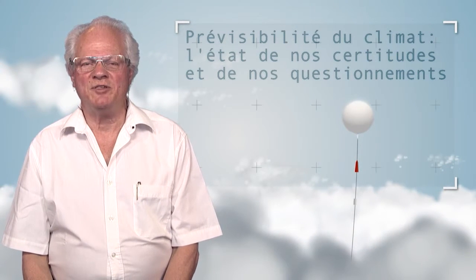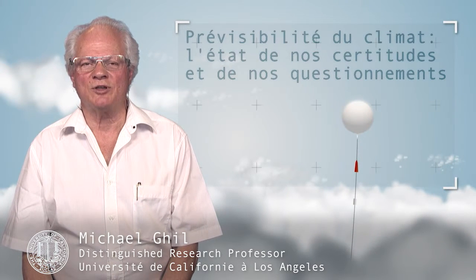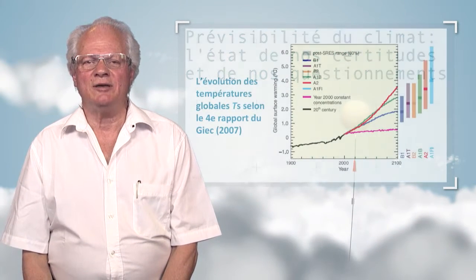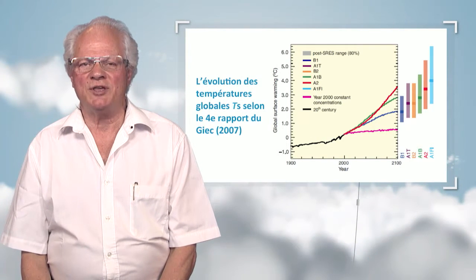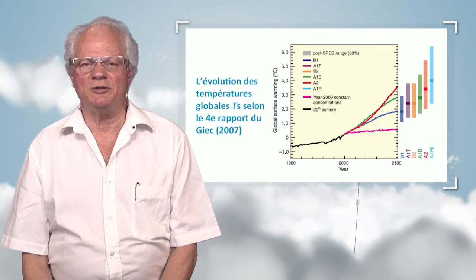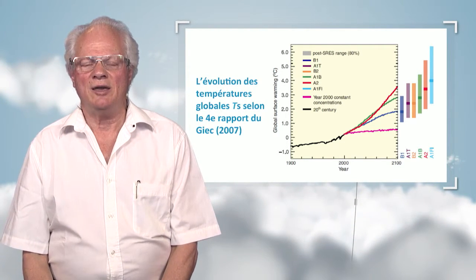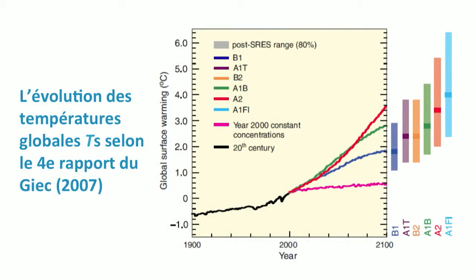Today, we're going to talk about predictability of the climate, certainties and questions that we still have about the subject. The graph you're looking at shows you the evolution of global temperatures during the 20th century, starting in 1900 until the end of the current century, 2100. The various curves of different colors correspond to different scenarios of greenhouse effect gases increases.